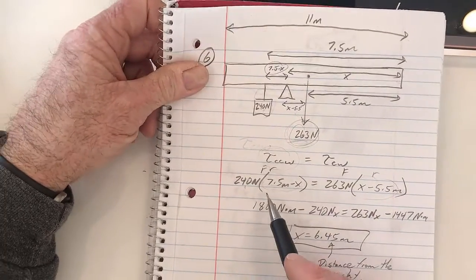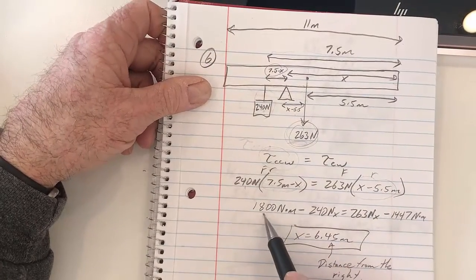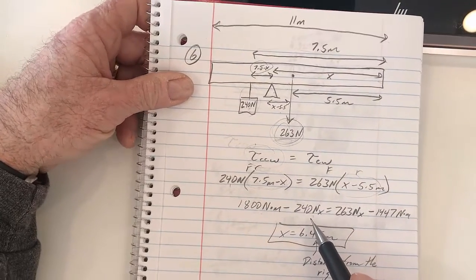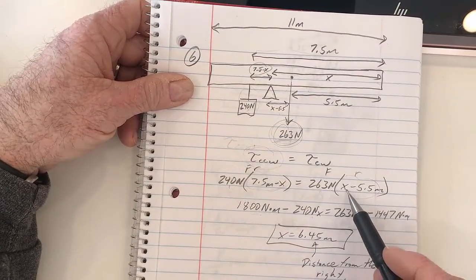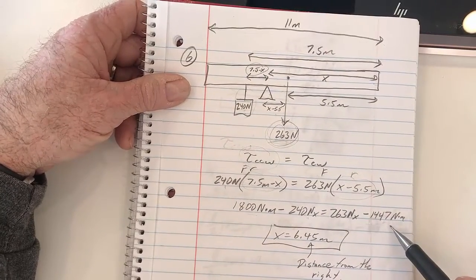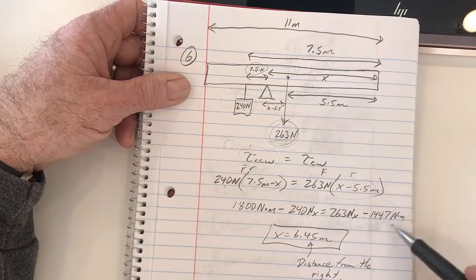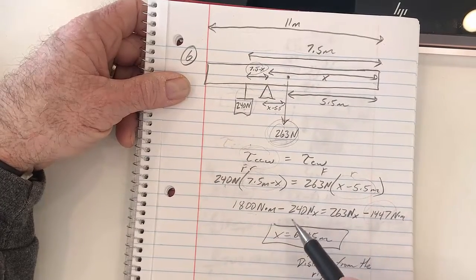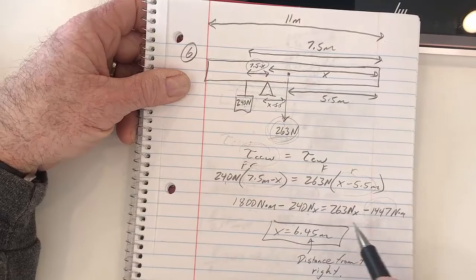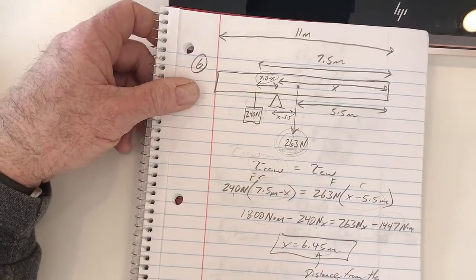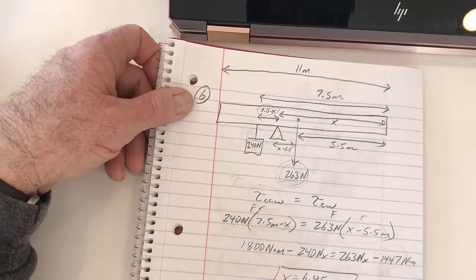So multiplying these out, 240 times 7.5 is 1800. 240 times negative x is negative 240x. 263x. 263 times negative 5.5 is negative 1447. I add 1447 to both sides, add 240x to both sides, and then divide, and I get 6.45 meters, which is the distance from the right.